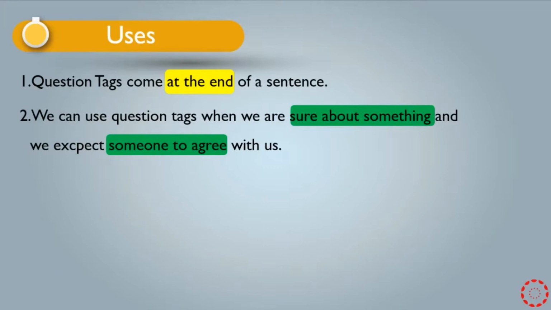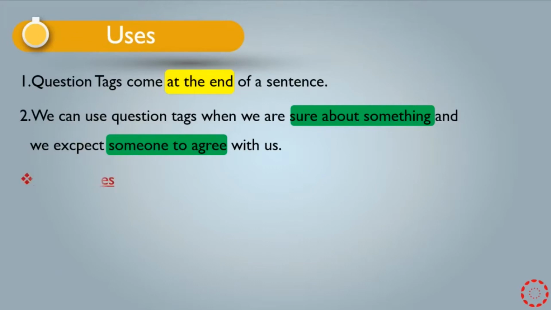First of all, question tags come at the end of the sentence, and we can use a question tag when we are sure about something. For example, I say something that I am sure about, and I am expecting someone else to agree with me or agree with us, okay? That is the use of the question tag. I am going to say something, and I am sure about my talk, but I am expecting you or someone else to agree with my point. That's why we use tag questions.